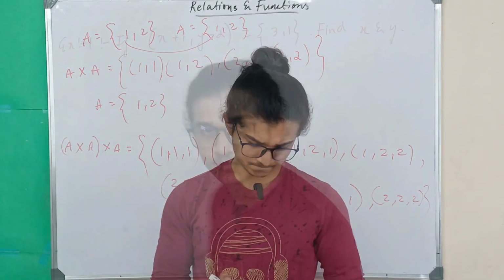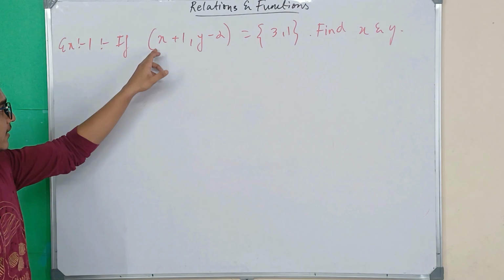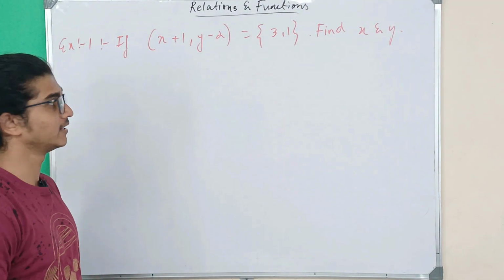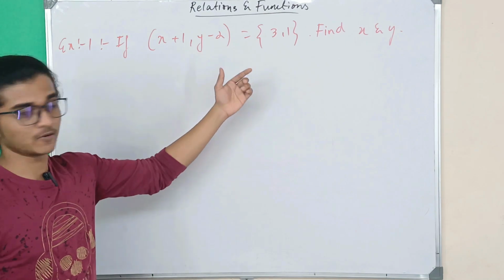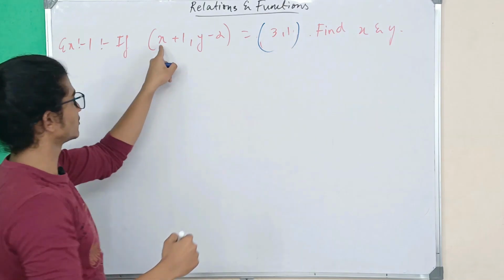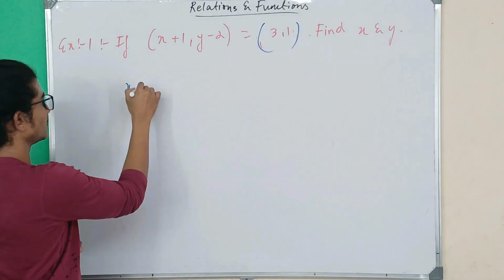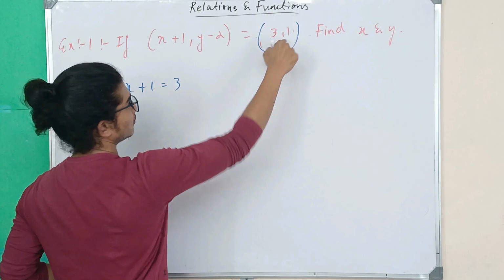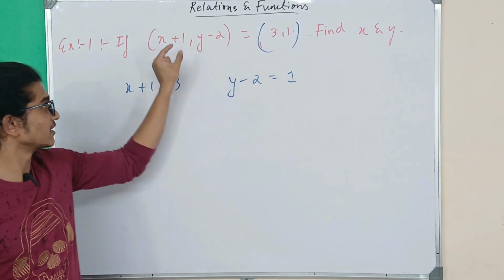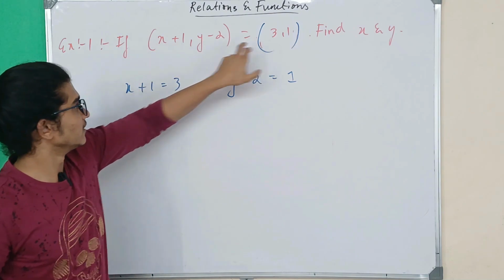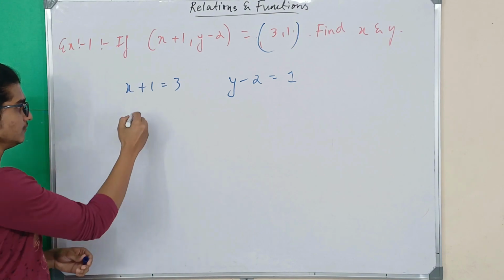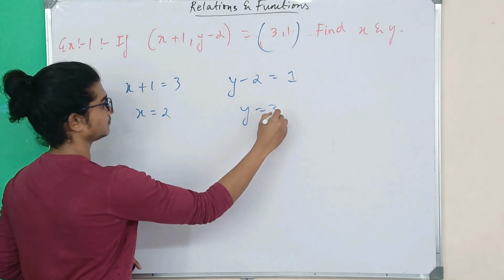So let's get started. The first example is: if (x + 1, y - 2) equals (3, 1), we are supposed to find the values of x and y. As I told you before, if two ordered pairs are equal, every single element within them is also equal. So x + 1 should be equal to 3, and y - 2 should be equal to 1. Always remember, if two ordered pairs are equal, their corresponding elements are equal: this will be equal to this, and this will be equal to the next one. So we got these equations, and let's solve them. x equals 2 and y equals 3.